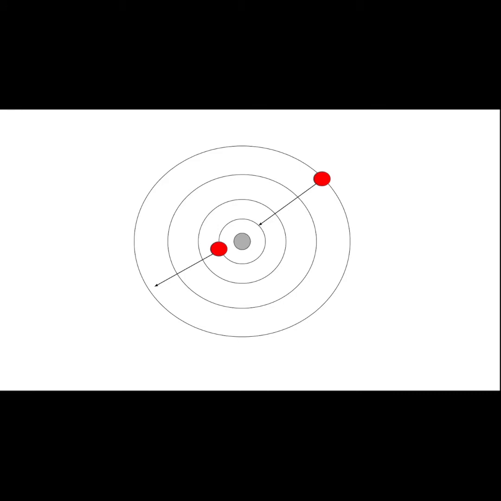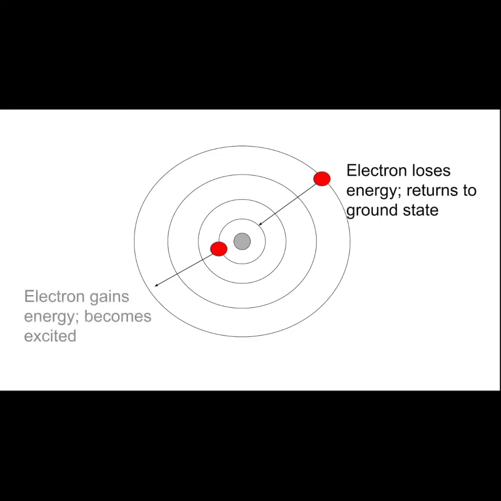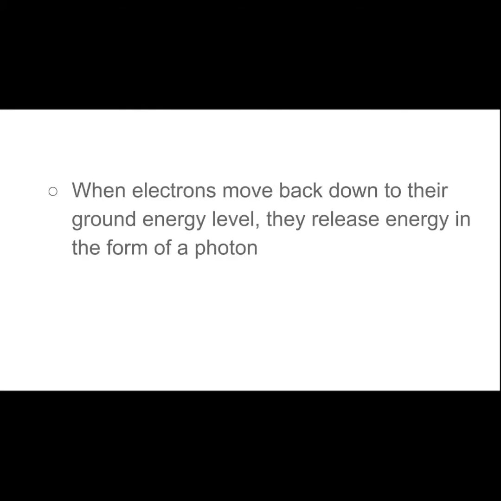So here's a picture of what electrons would look like just changing energy levels or shells. When they go from an outer ring to an inner ring, they lose energy, and we say that the electron is returning to its ground state. When they go the opposite direction from the nucleus out towards the outer rings, electrons are becoming excited. That causes them to gain energy.